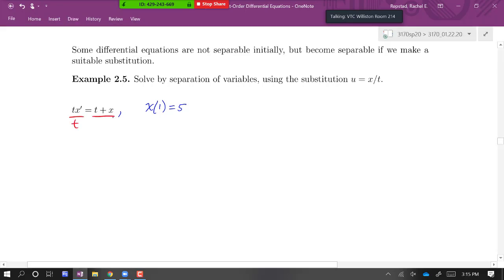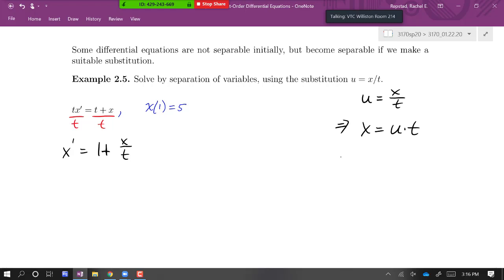Let's do that. If I divide both sides by t, then we have x prime equals 1 plus x over t. That's not separable. I can't just write that right side as something with only t's times something with only x's. But if we let u equal x over t, then I'm going to do a little algebra and a little calculus. Let's multiply both sides by t, so x is equal to u times t. And now we're going to differentiate with respect to t. So on the left side we have dx dt.